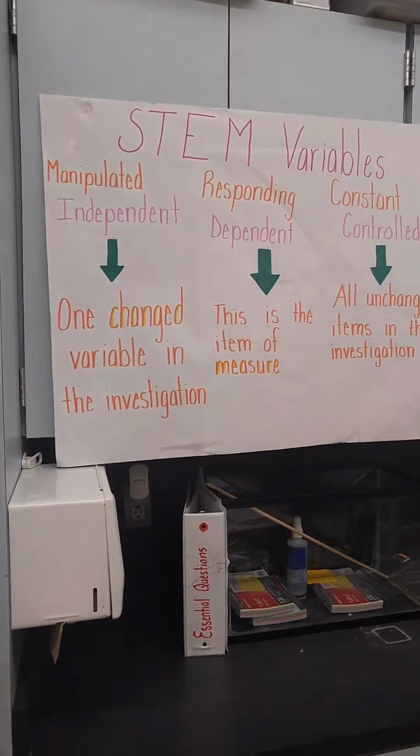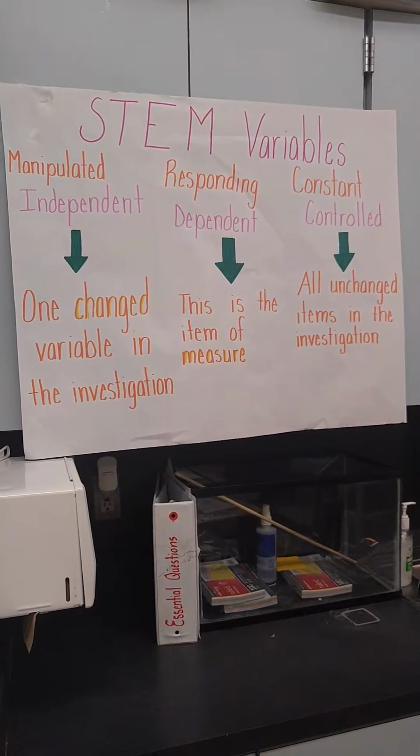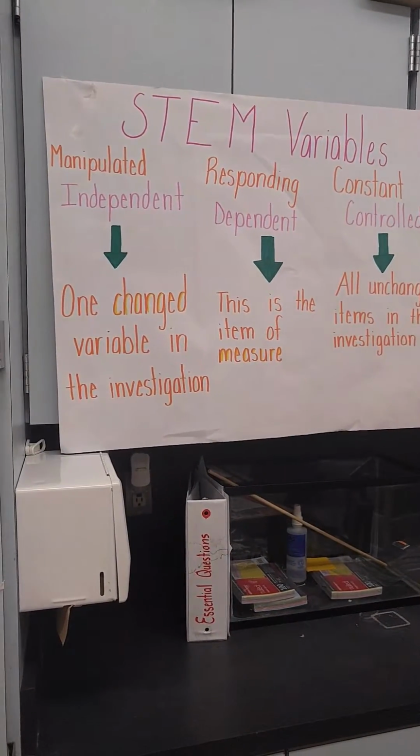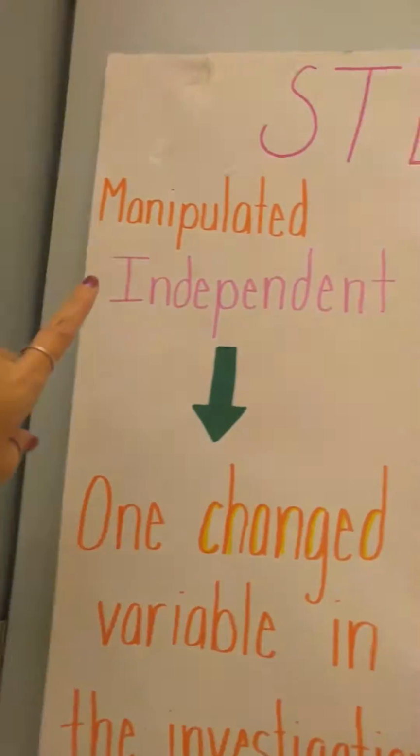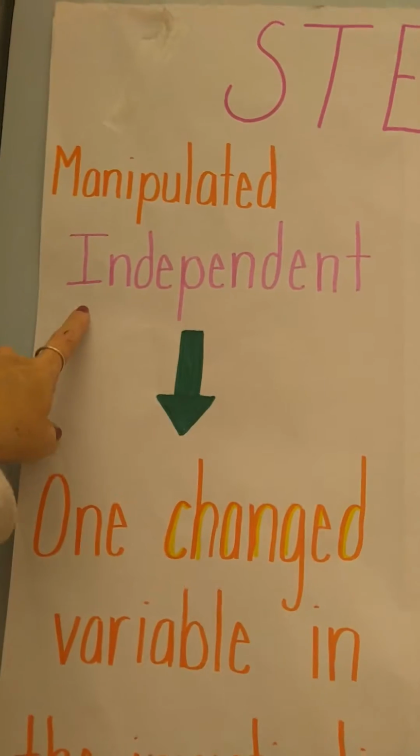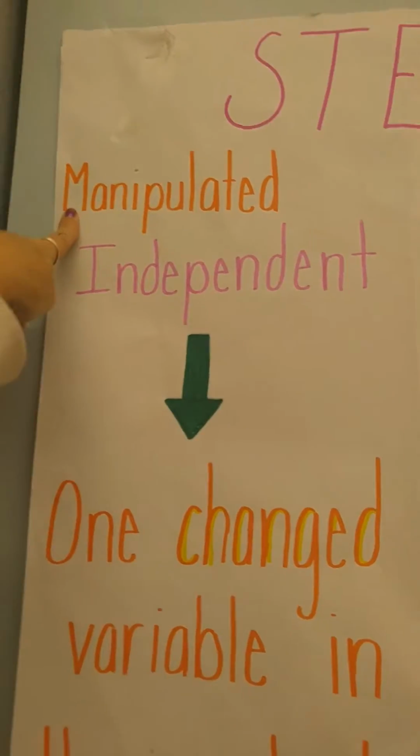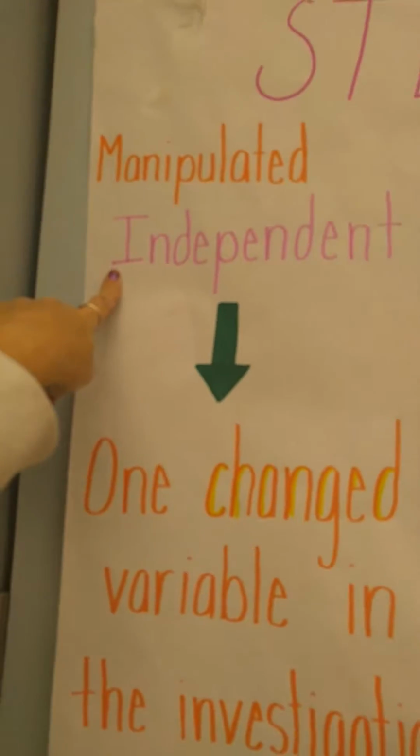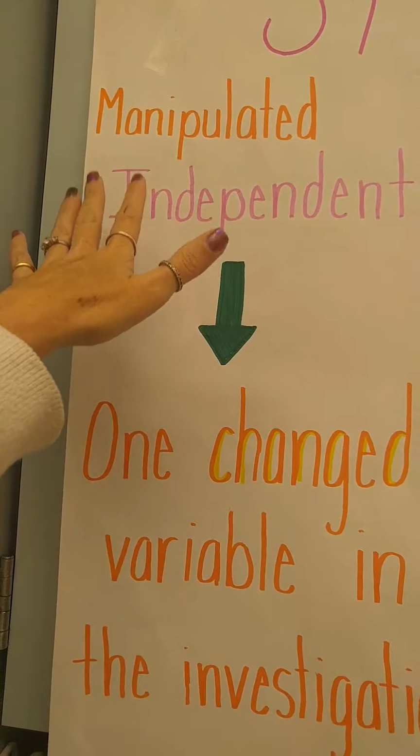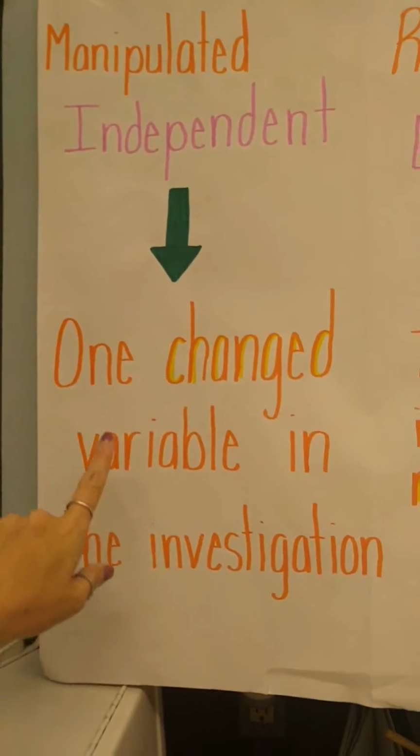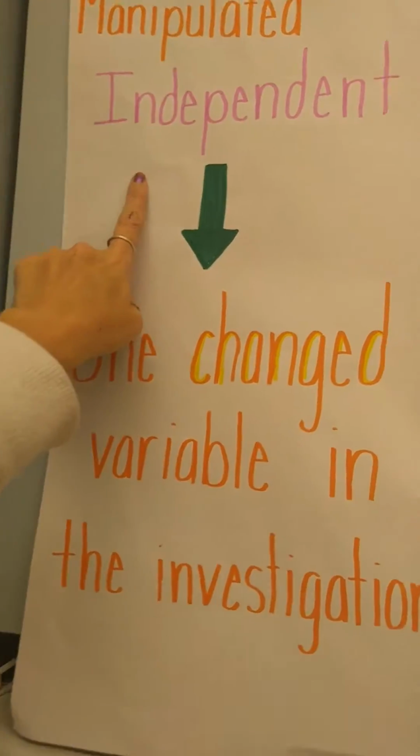Now, the standards do not say that the children need to know the actual vocabulary, but it states that they need to know what the vocabulary means. So they kind of go hand in hand. So we have our manipulated variable, which is also called independent. They might see it both ways. This is the way that we typically use it in Hillsborough County, but people do refer to it as independent because it is the one thing you change, it stands alone. That's why they call it independent. The one changed variable in the investigation. There can only be one.